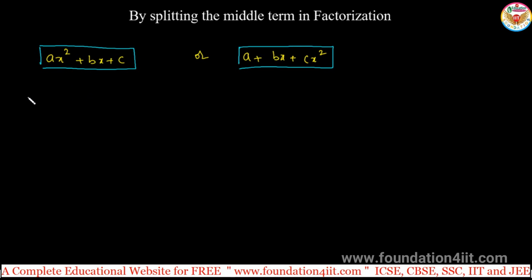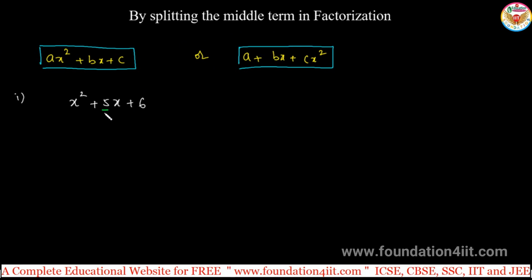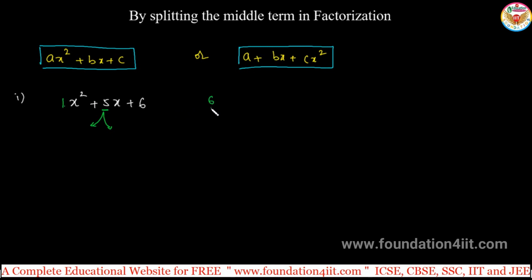Let me take one example, it is easy for you. For example, the question is x square plus 5x plus 6. Now splitting the middle term in factorization means the middle term coefficient is 5, the x coefficient is 5. 5 we should split into two parts. Those two parts, if you add, 5 should come. Same if you multiply, x square coefficient is 1, so 1 into 6, 6 you should get, right? That means if you multiply, 6 should come, if you add, middle 5.